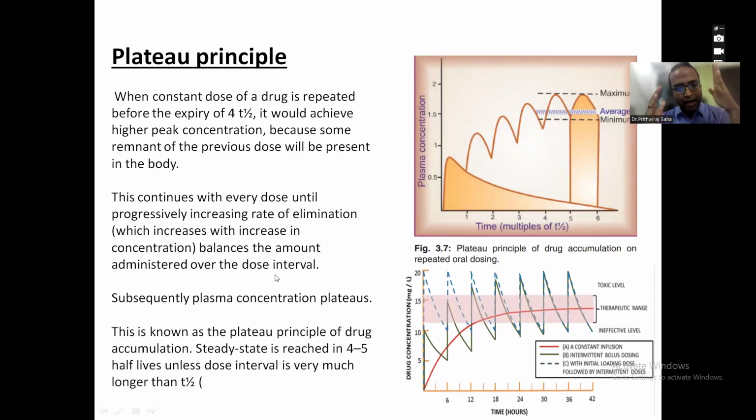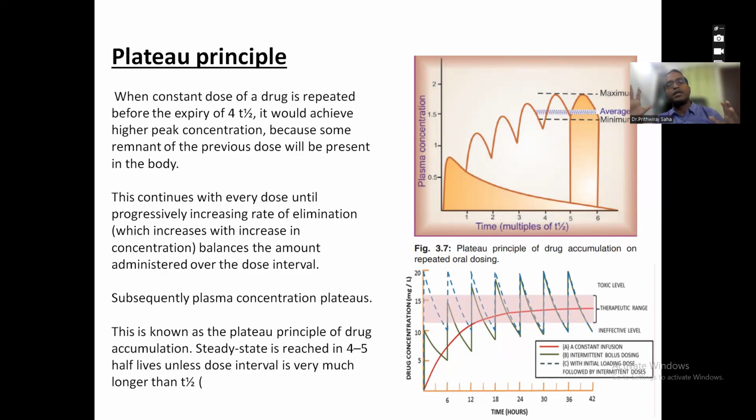But we have the intention to maintain a steady state or plateau level of the drug which is effective for the patient. So before the drug comes down in the graph, we administer the second dose. Then we administer the third dose. After a certain period of time, after 4 or 5 half-lives, the drug achieves a steady state concentration. You can see in the last part of the slide, the steady state is reached in 4 to 5 half-lives unless the dose interval is very much longer.